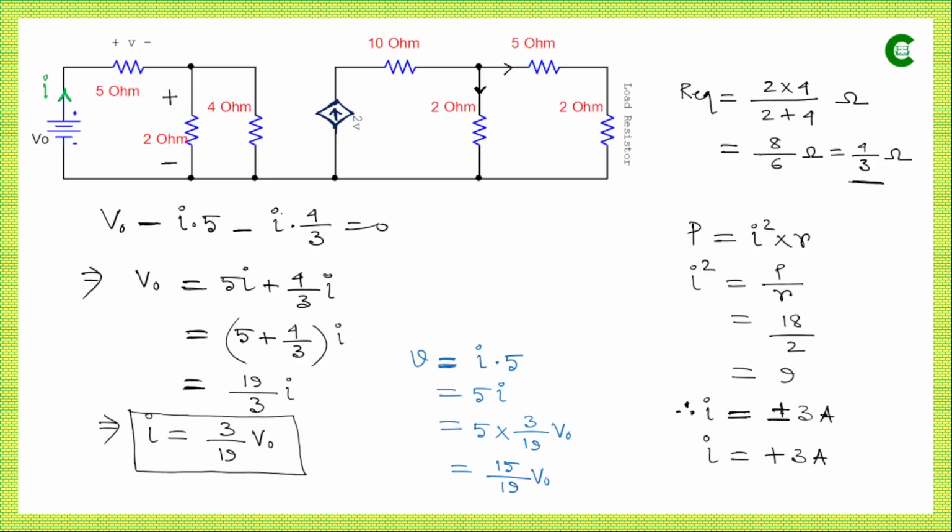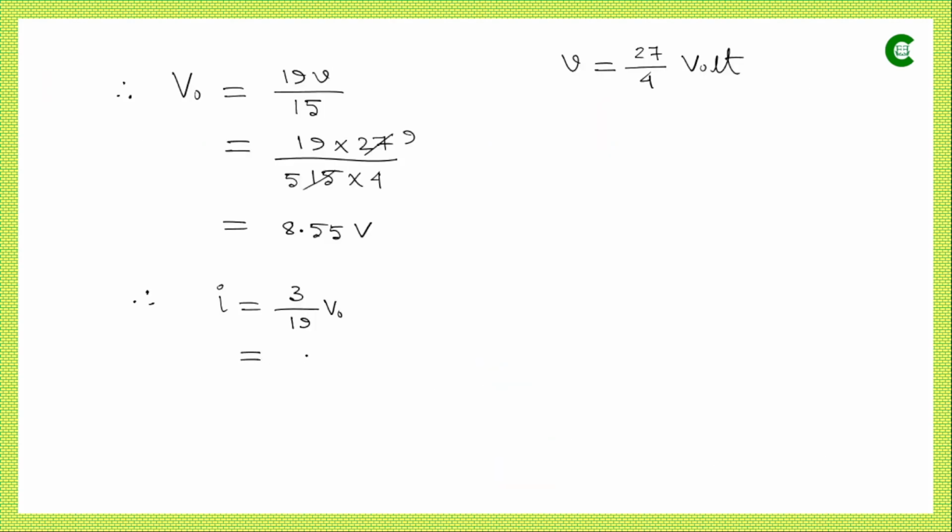So one of the parameters we have already calculated, which is V naught, and the other parameter that we were supposed to calculate was I, the current supplied by this voltage source. Now we have already developed a relationship between this I and V naught, so we will use that, and since we already know the value of V naught, we can easily find the value of I as well. So I was 3 by 19 into V naught. So 3 by 19 and V naught, the value is 8.55 volt. So since this is I, this will be in ampere. And if we further simplify, then the value will be 13.5 ampere.